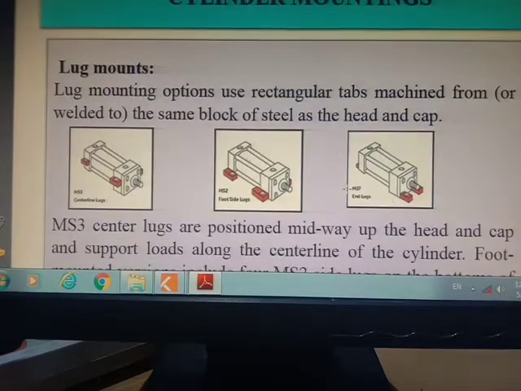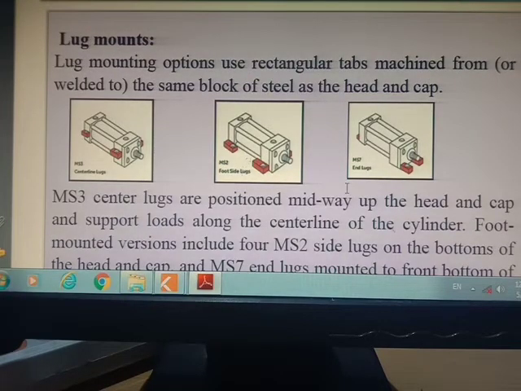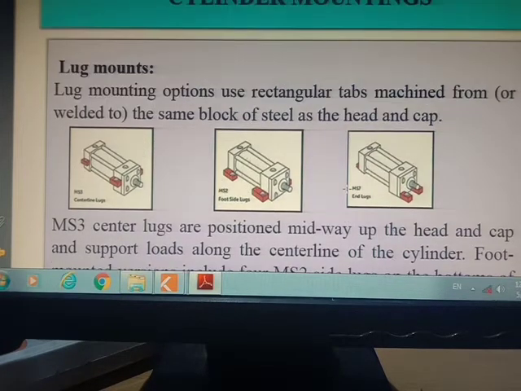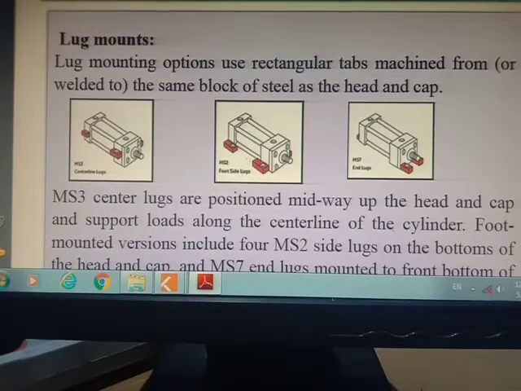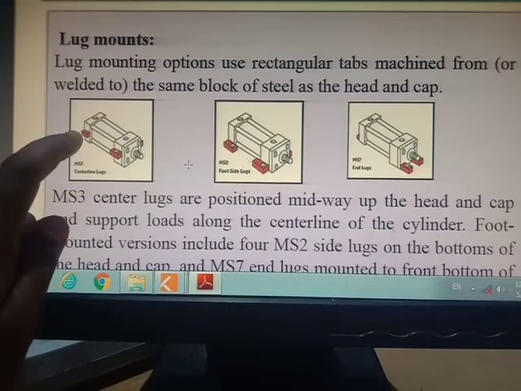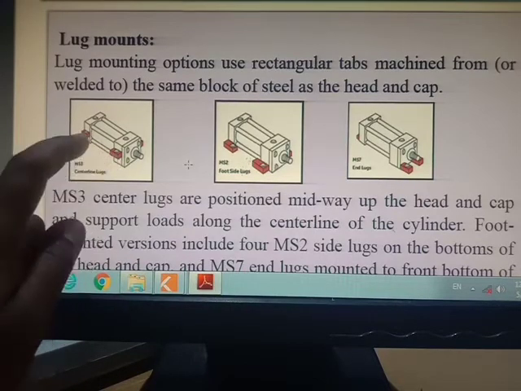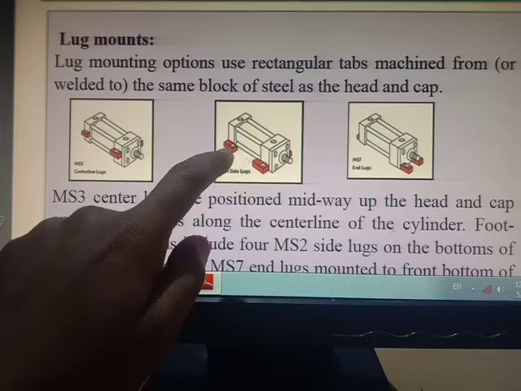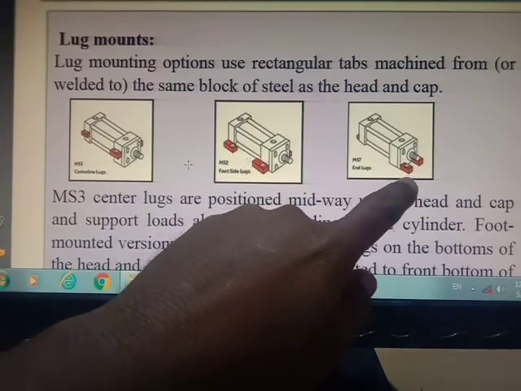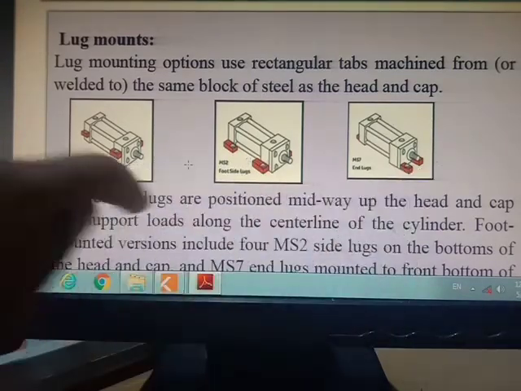The third type of mounting is known as the lug mounting. Lug means what? Some small rectangular metal parts or metal tabs are provided. You can see here, the red parts are the lugs. This is one lug, this is another lug, this is also a lug. So these are the lugs.